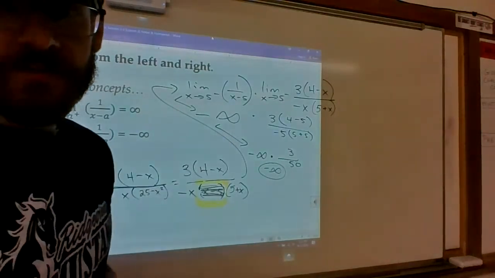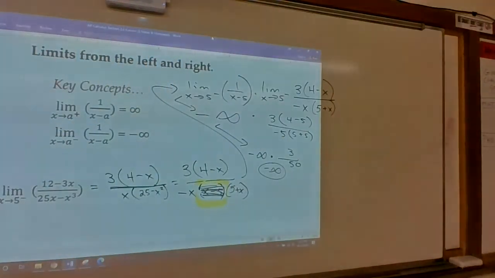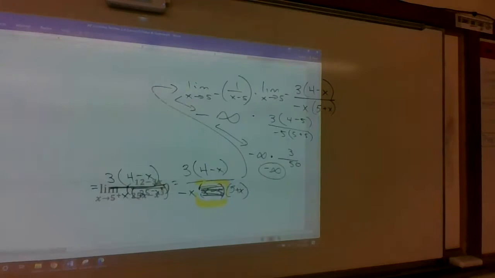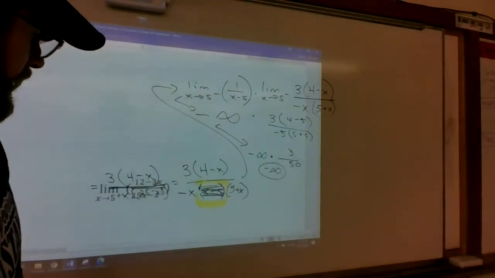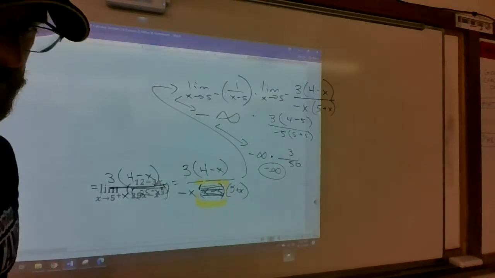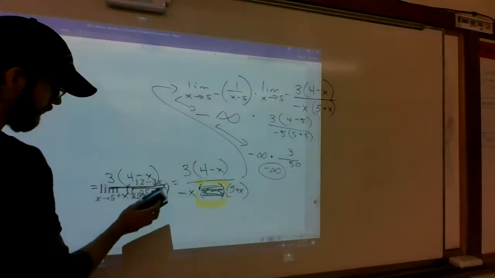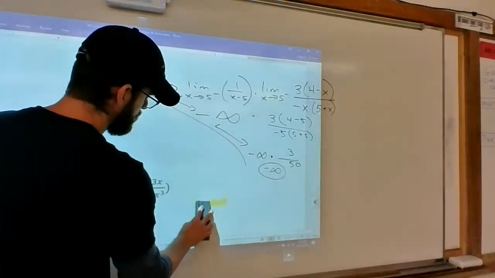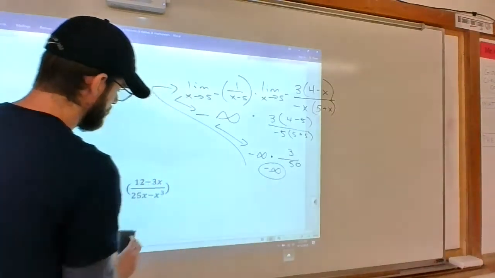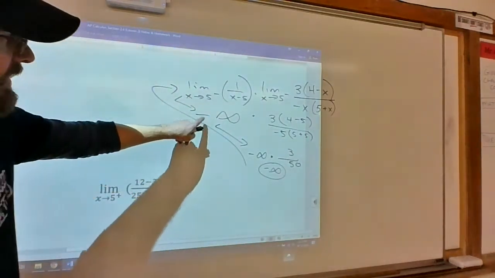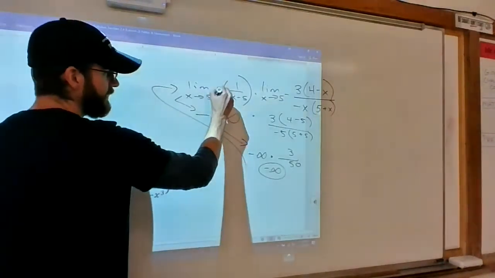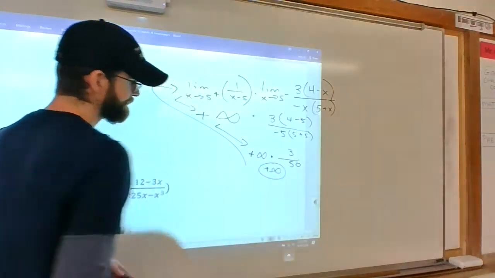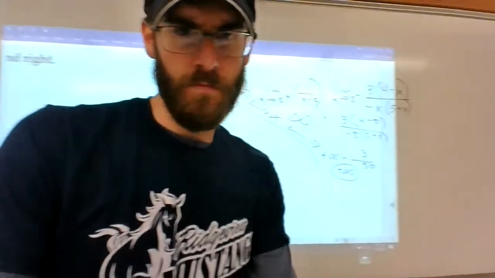All right, let's try number 6. It's the exact same thing, except it's from the right. So none of these moves changes, except here, from the right, is positive infinity, which changes our answer to positive infinity. That's it. What else we got?